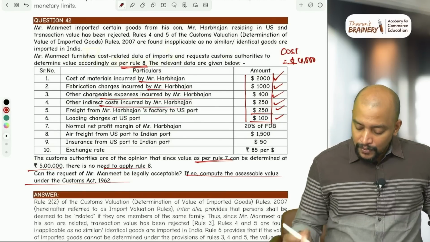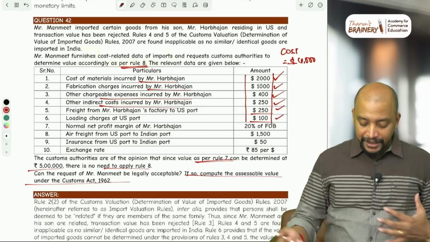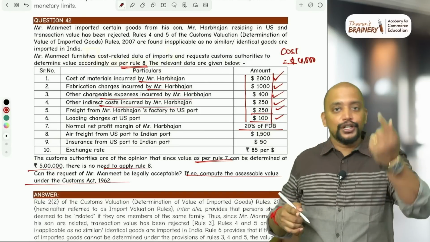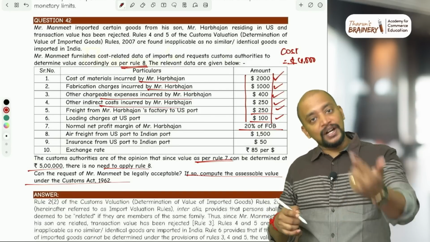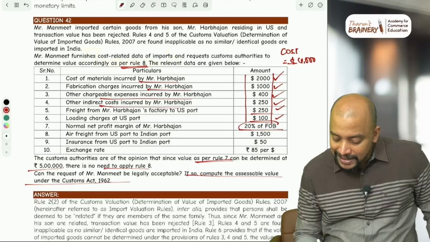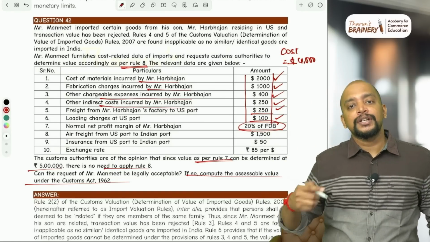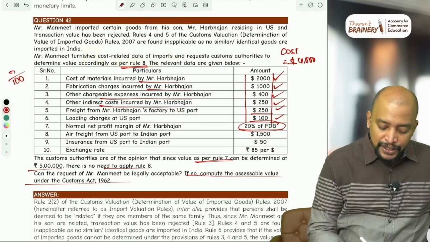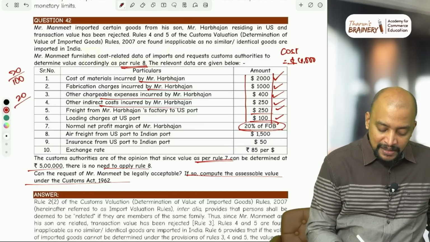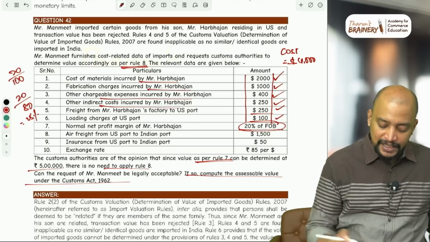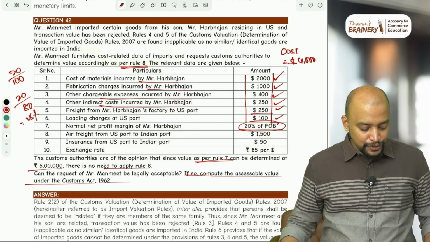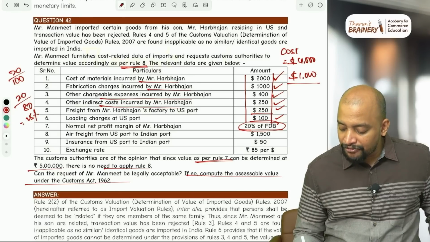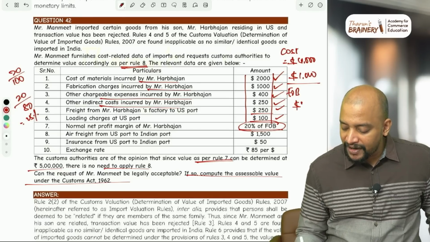Now what is the FOB? Profit will be 20% of FOB. FOB is the sale price. When you add profit, only then you will get FOB. If it is 20% on FOB, then on cost how much? 25%. How? Let 100 be the sales and profit will be 20 on sales, then cost is 80, and 20 by 80 is 25%. So 4,000 into 25% is 1,000. When you add this $1,000 you will get FOB, and that FOB will be $5,000.